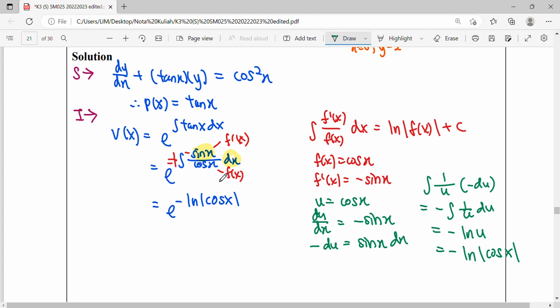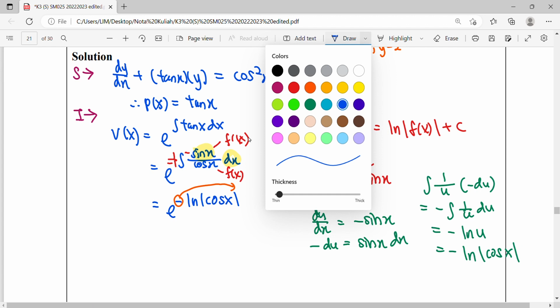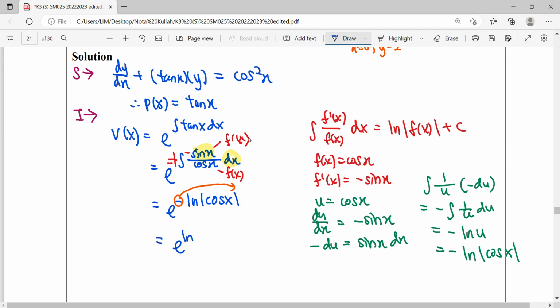So come back to this integrating factor. We have to simplify it. As you can see, e to the power of ln can be simplified. Move this coefficient up back to the function, which gives you cos x to the power of negative 1. Then e and ln can be simplified. So lastly, the integrating factor here is 1 over cos x.